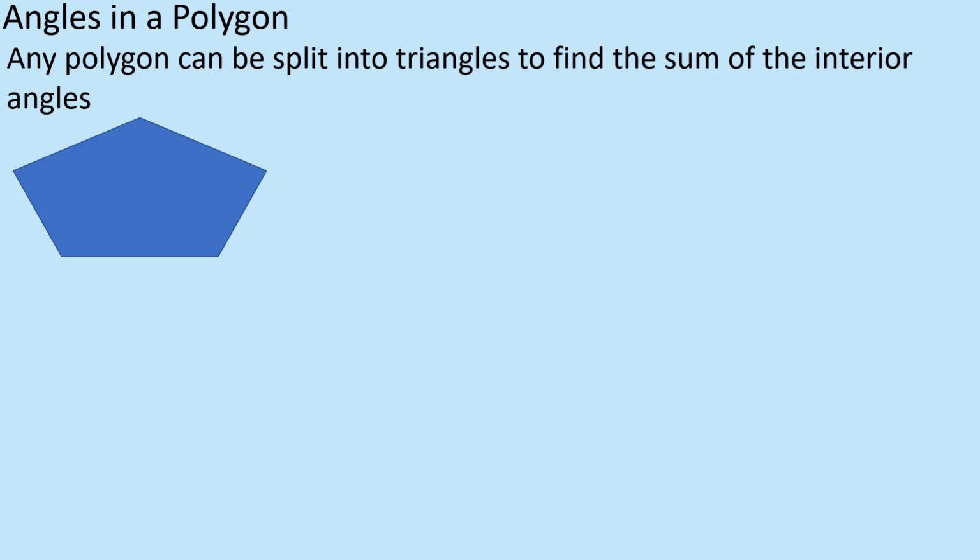So here we've got a pentagon, a five-sided shape, and we want to figure out what the angles inside all add up to. When I'm talking about internal angles, that's these ones inside the shape. If it's a triangle or a rectangle, then we won't have a problem. But because it's five-sided, obviously it has more sides and therefore more angles.